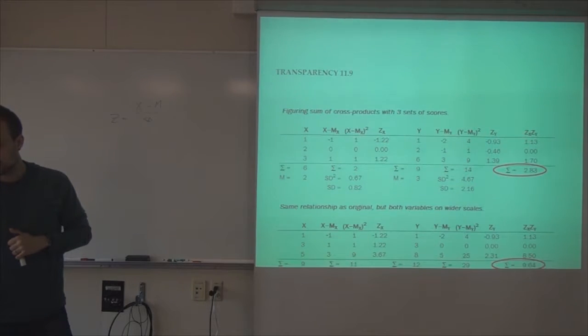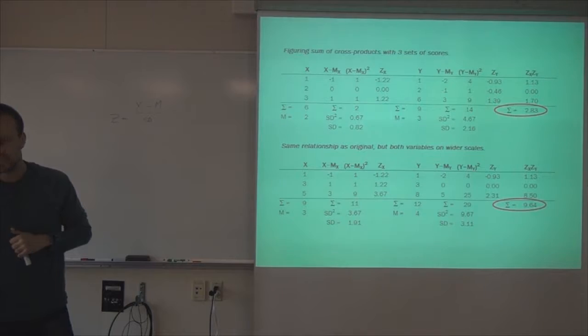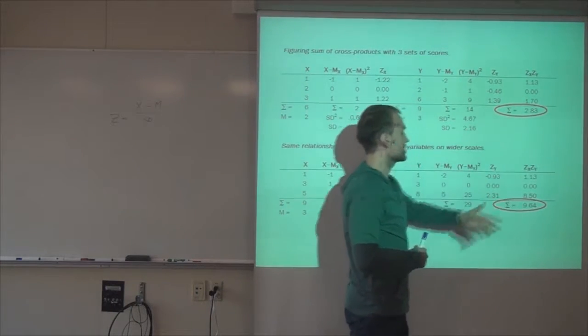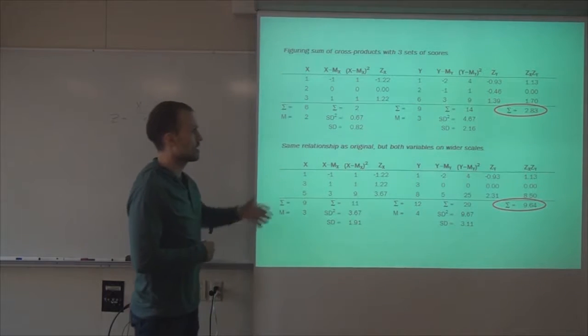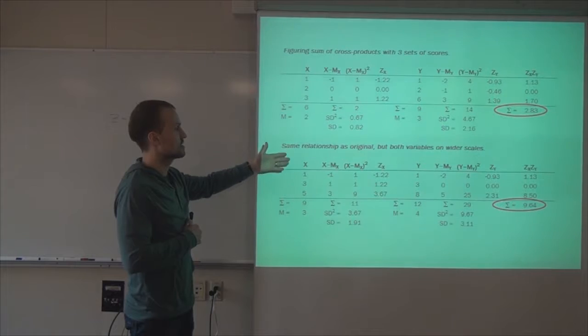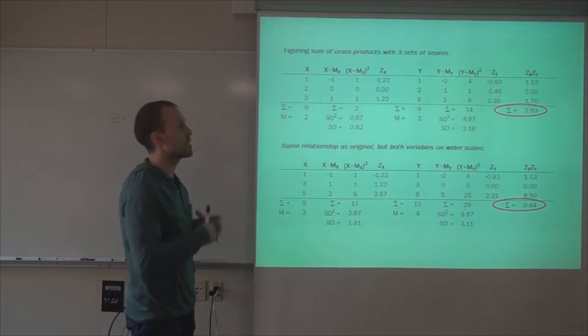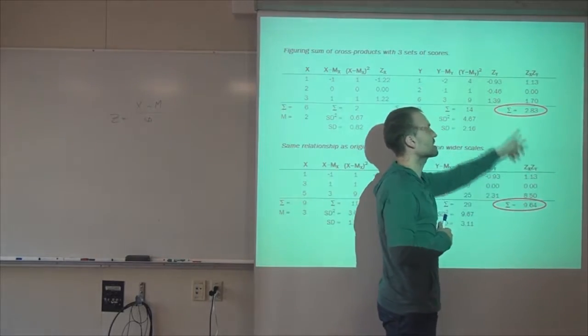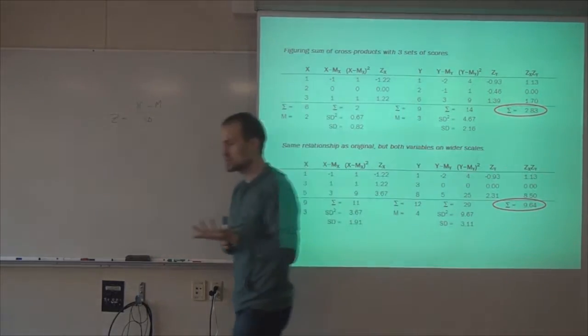So, same thing here. If I just have a few of them versus the same relationship, but the variables are a little further apart, I get a cross product sum that's bigger, but it's the same relationship.